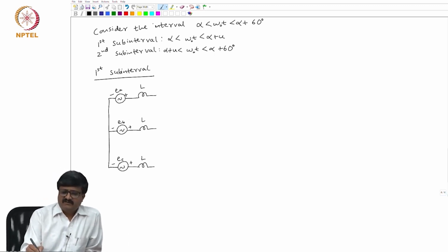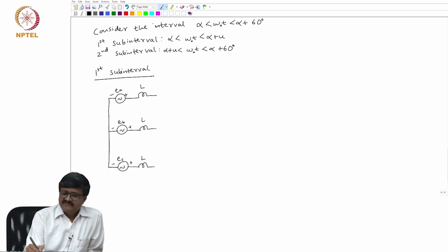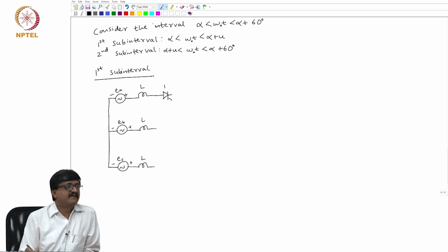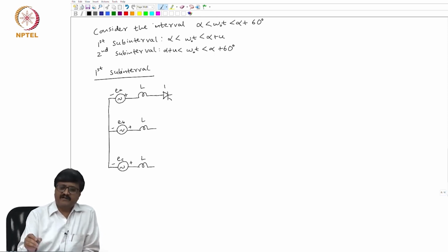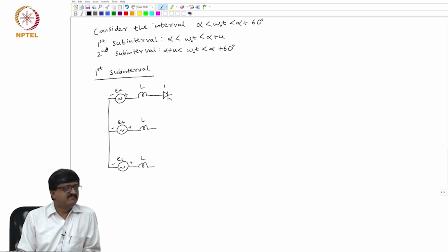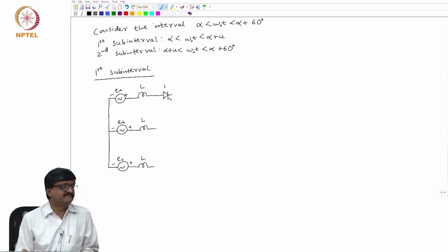Now, I draw the remaining part of the circuit in a slightly different way. If you look at the original circuit, thyristor valve 1, for this first subinterval alpha to alpha plus u, is as good as being connected in series with EA and L.